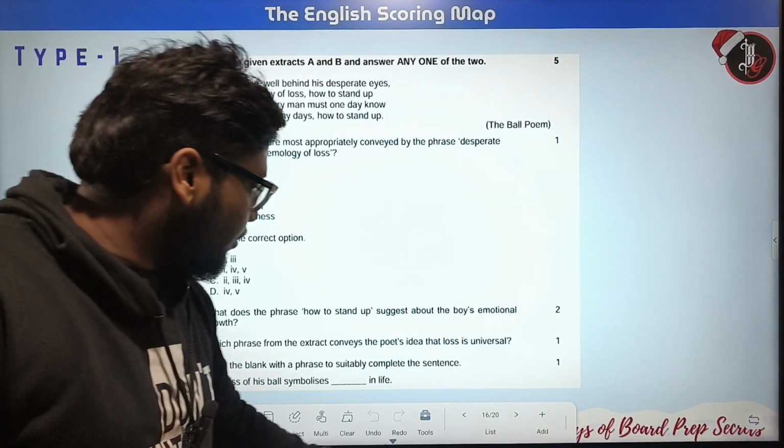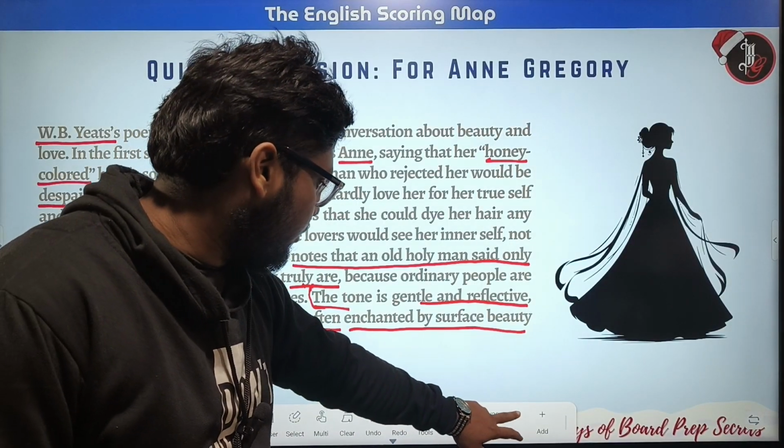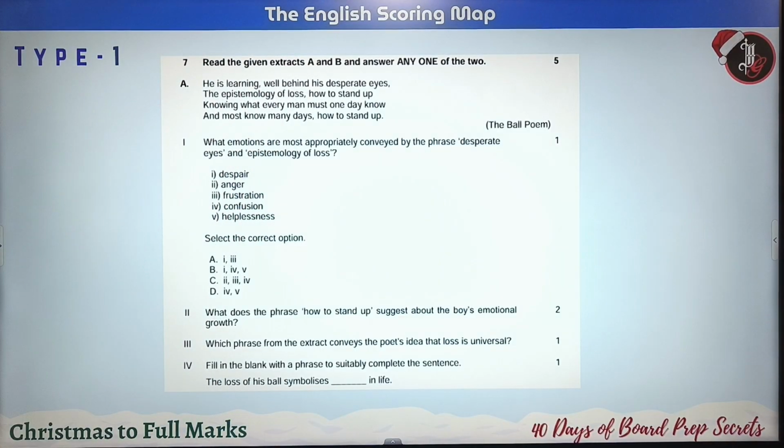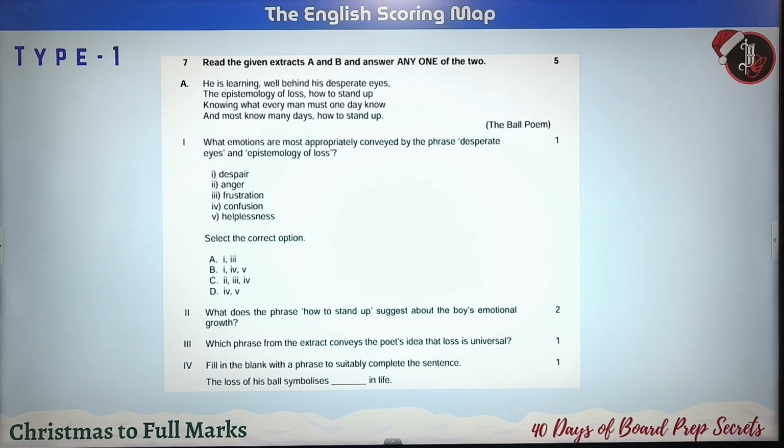Okay, so we are done with the poetries. We're done with Anne Gregory. Now, this is one of the most important slides. Here we will discuss some questions, some PYQs basically. So these are PYQs, previous year questions.